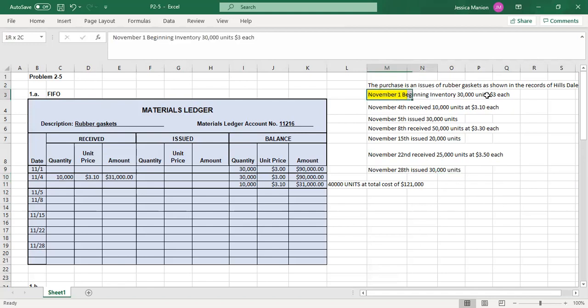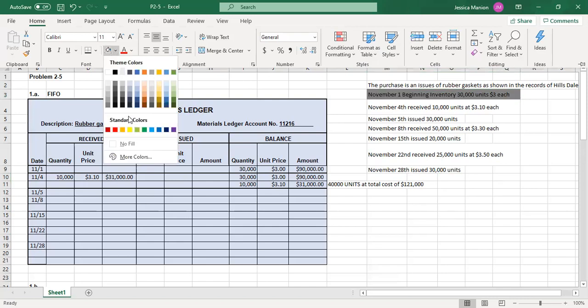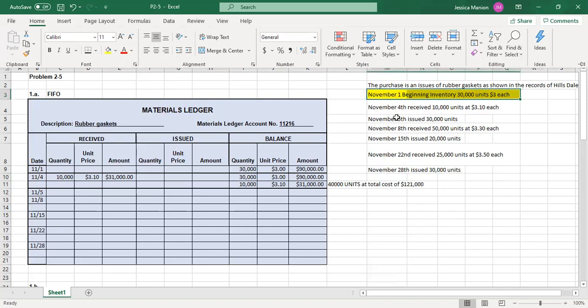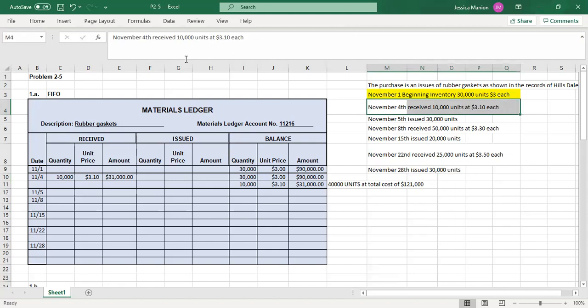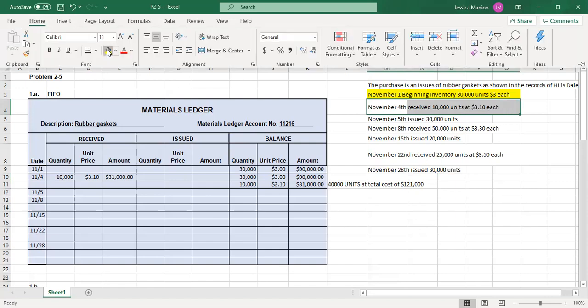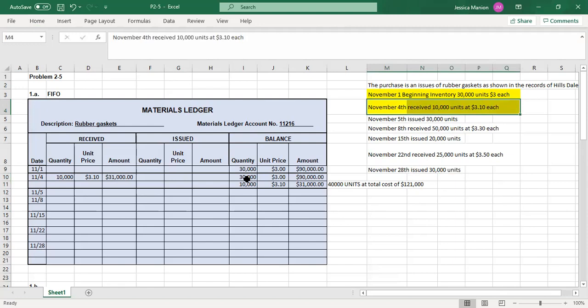Okay, so we've done this one, and then we've done the next one, November 4th. So 40,000 units, right? We had the 30 that we began with, then we just received another 10. So 40,000 units at a total cost of 121,000, right? And at this point, and again, I like doing this because this is going to help us when we get to the weighted average method.